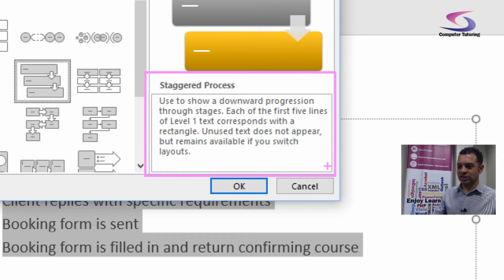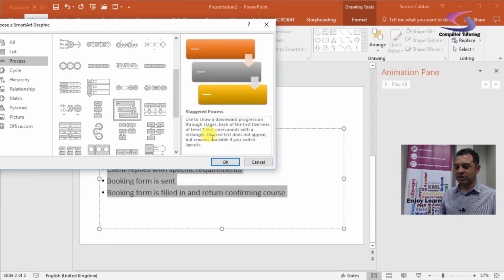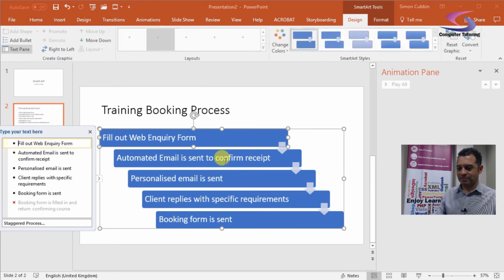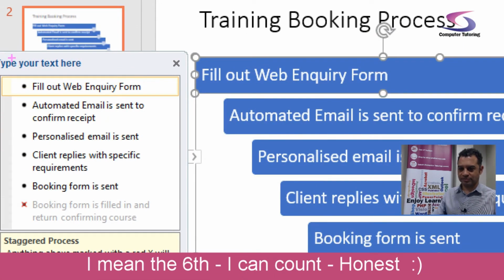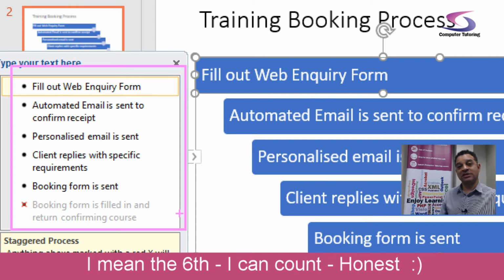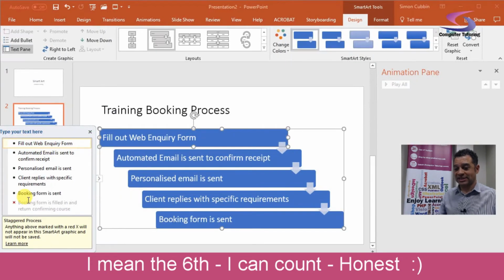So you chose to do a downward progression through stages. Each of the first five lines of level one correspond with a rectangle. So this is five lines. Unused text does not appear. So if I click on OK, I'm getting five lines, but notice that the fifth one doesn't appear. So it might be a case of splitting this process up onto a couple of pages.